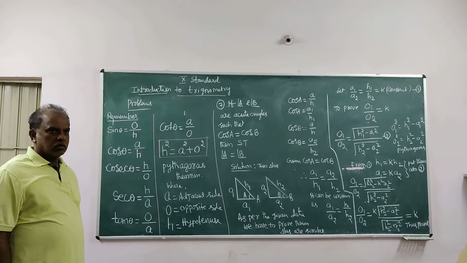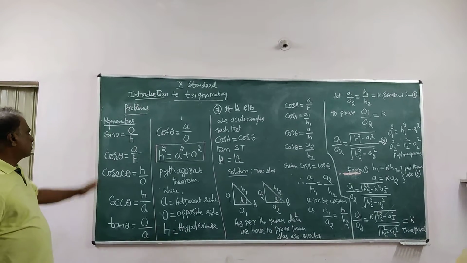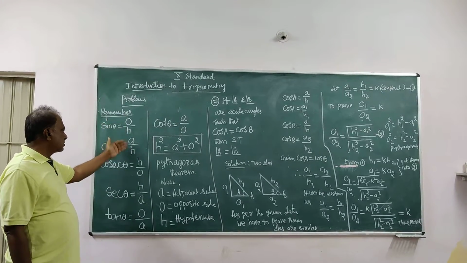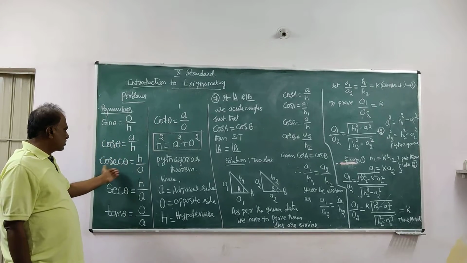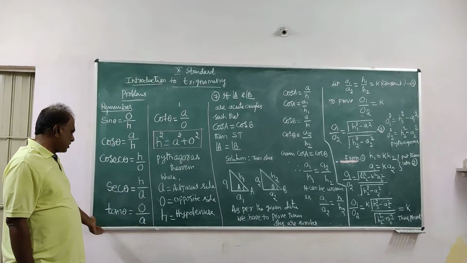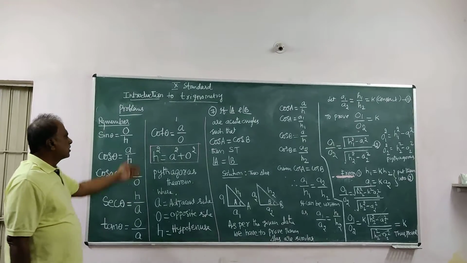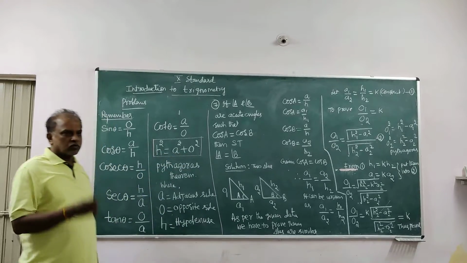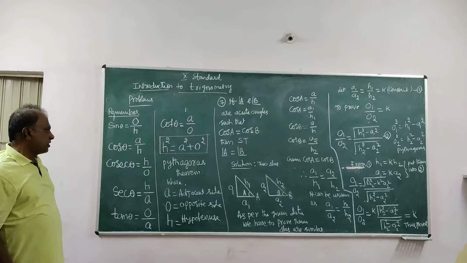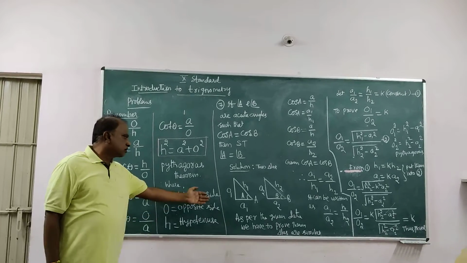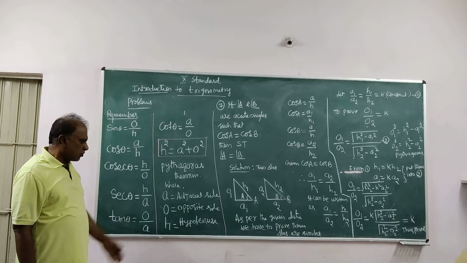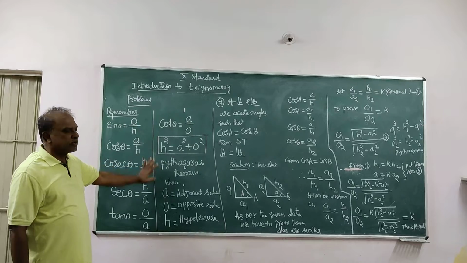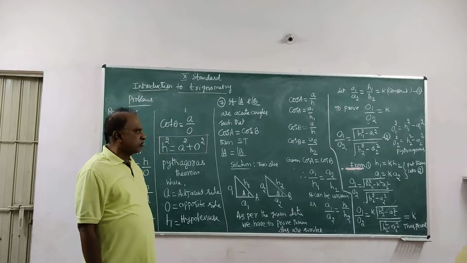Recall the trigonometry formulae, the six trigonometric ratios. Given sin theta is equal to O by H, cos theta is A by H, cosecant theta is H by O, secant theta is H by A, tan theta is O by A, and cot theta is A by O. And Pythagoras theorem: H square is equal to A square plus O square, where the symbols A stands for adjacent side, O stands for opposite side, H stands for hypotenuse. Remember the formula to work out the problems on this.